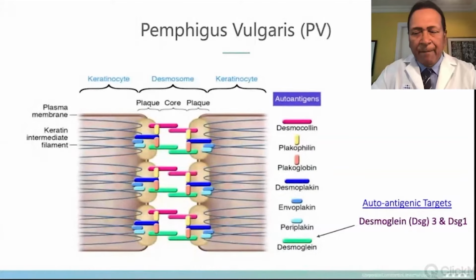The desmosome is complex and has many proteins. We'll talk about many of these proteins in the context of the upcoming conditions we'll talk about. In pemphigus vulgaris, the primary targets are desmoglein 3 and 1. So key proteins that are important components of this desmosomal structure or desmosomal plaque that is so important in maintaining cell-cell adhesion.